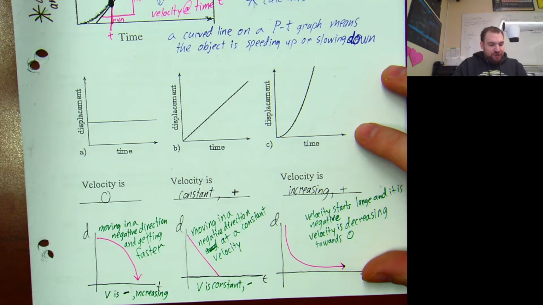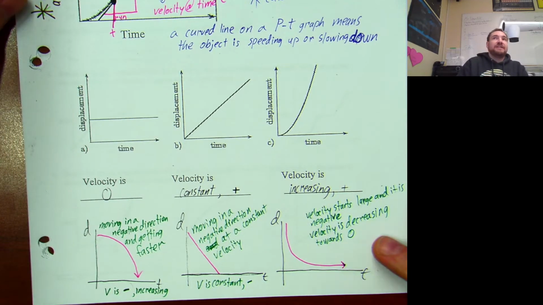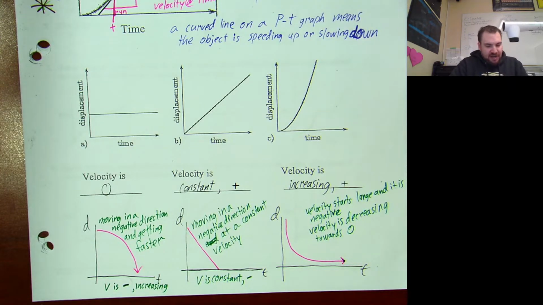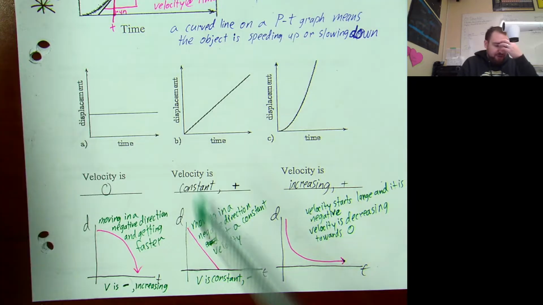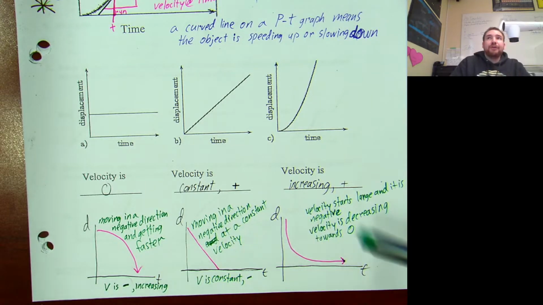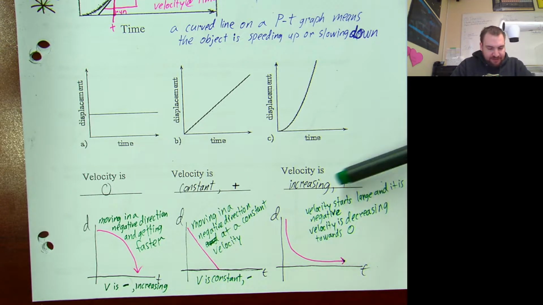We're going to keep going here. So instantaneous velocity, we're talking about velocity on position time graphs. Curved graphs mean things are speeding up or slowing down. So then we just analyze these last three down here. Are there questions about any of these things?